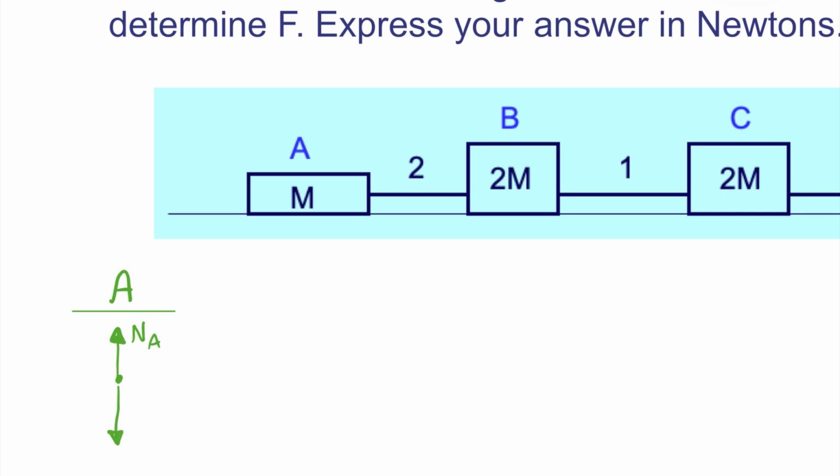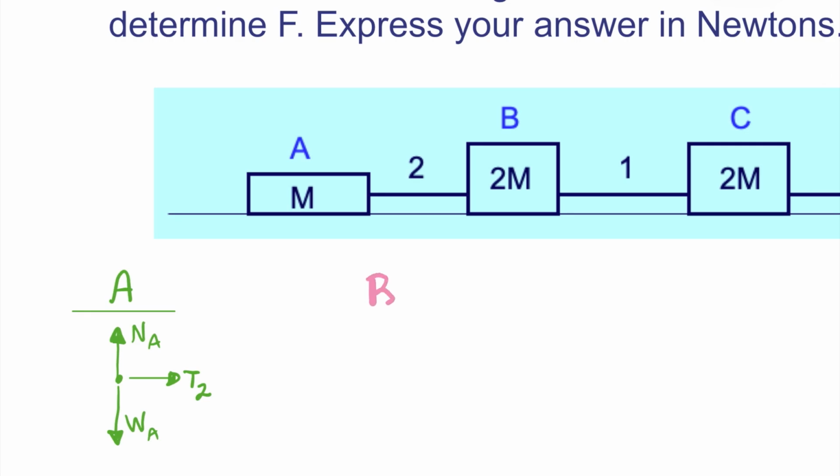So box A just has three forces on it. Its weight, which acts down, the normal due to resting on the surface, which acts up, and the tension from the rope, which is labeled 2, and which acts to the right.